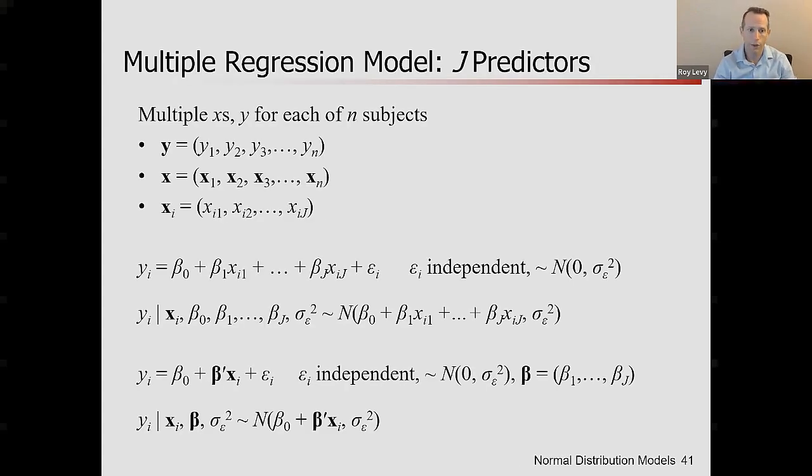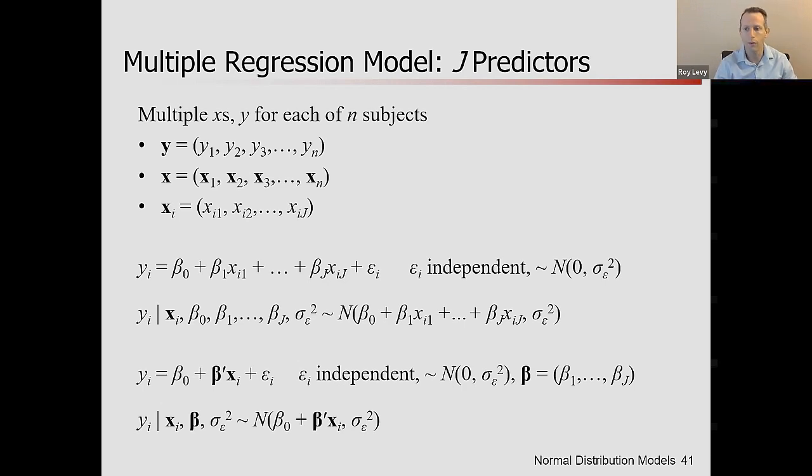So let's expand away from normal distribution modeling to multiple regression. Again, there's a few different ways that we could frame this. Here's one way to think about a multiple regression model: there are multiple x's as predictors and a value of y, an outcome, for each of n subjects or participants. So for y, we have a collection of y's, an outcome for every person or case or subject. And then x's, well, there's a set of x's from every case or subject, and there could be multiple x's for each person, that is, multiple predictors.